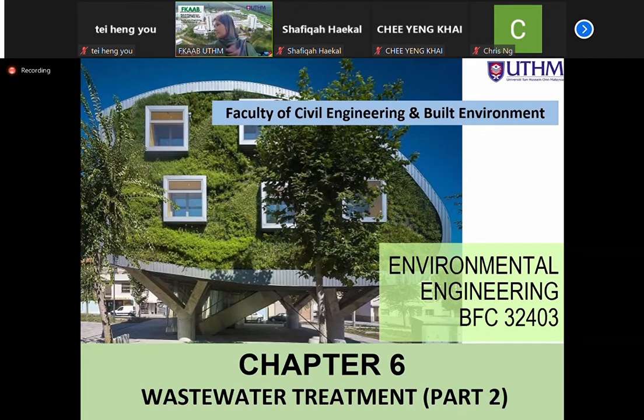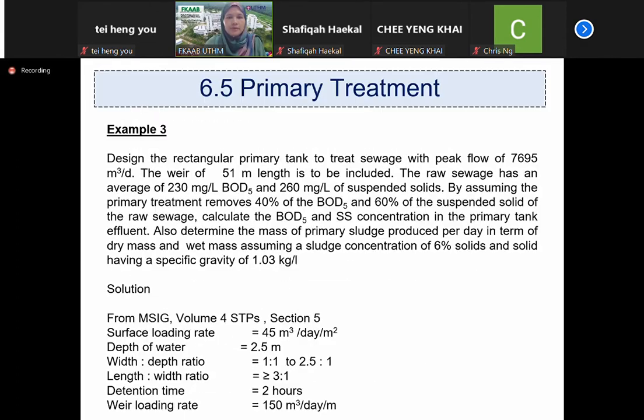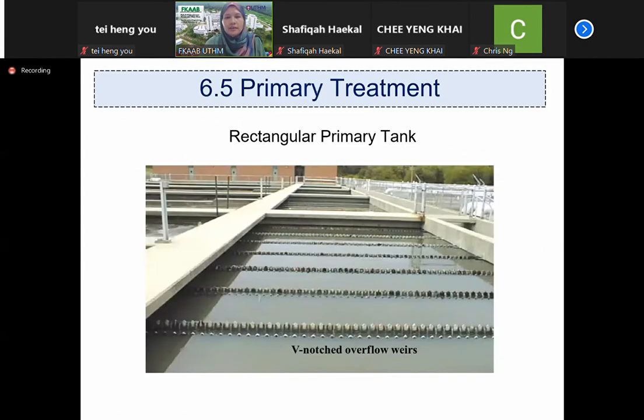Okay. So part 2 or part B for the wastewater treatment plant is basically on the biological process. The first part was up until primary treatment. Remember primary treatment, this one? Okay, primary treatment basically is the sedimentation process.